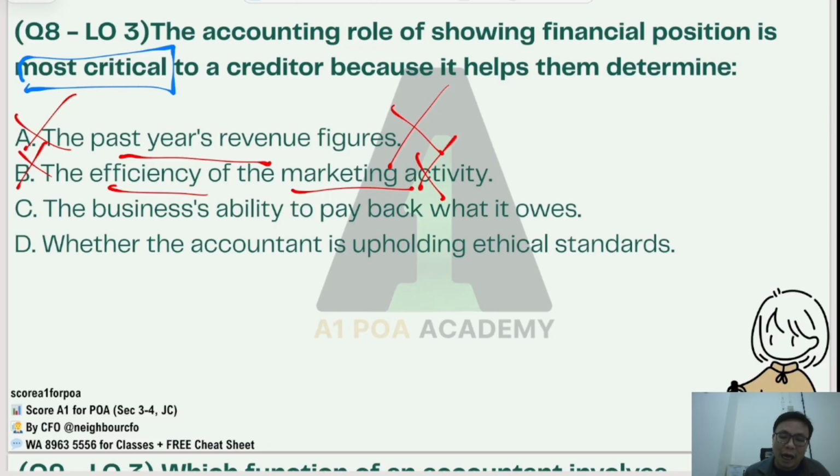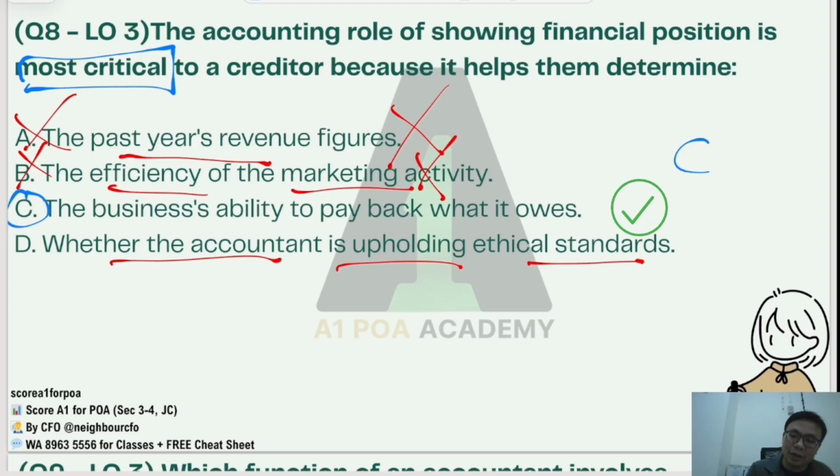D, whether the accountant is upholding ethical standard. Again, is that good to know, right? But it is not of his vested interest to know. And therefore, it is of his vested interest to know as far as C is concerned because he will want to know: I provide goods and services to you. When credit term is due, let's say I give you 1 month credit term as a supplier, as a seller, are you able to pay me back? So that is his primary number 1 concern. So answer will be C.